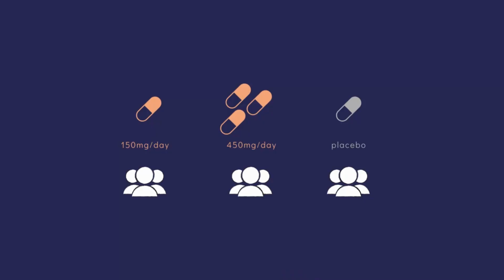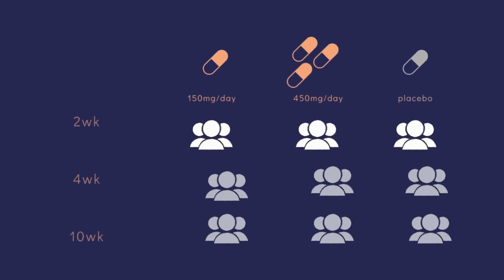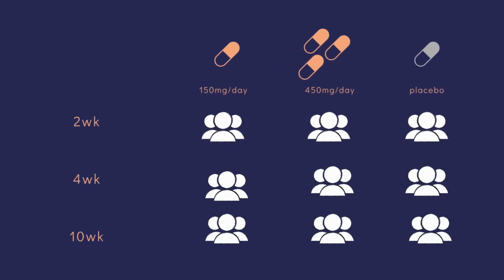To redesign this, we could have 3 groups of varying doses: 150 milligrams per day, 450 milligrams per day, and placebo. We could also have a dimension on the length of treatment: 2, 4, or 10 weeks. Patients should be randomly assigned to one of the conditions, and neither they nor the people assessing their symptoms should know which group they're in. It's what we call a double-blind trial.